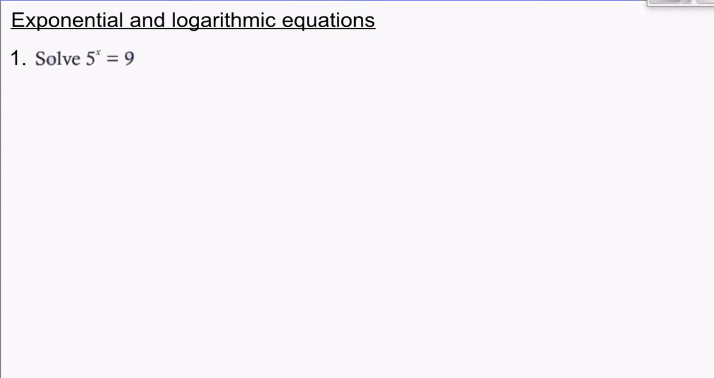I'm now going to look at how to solve exponential and logarithmic equations. Let's start with the first one. Solve for x, where 5 to the power x is equal to 9.